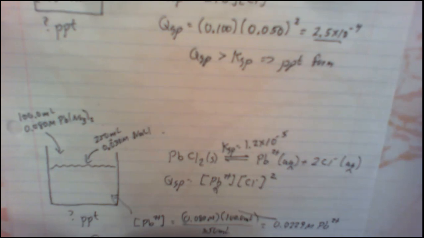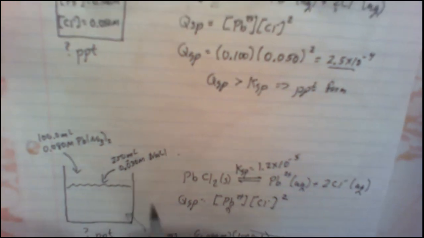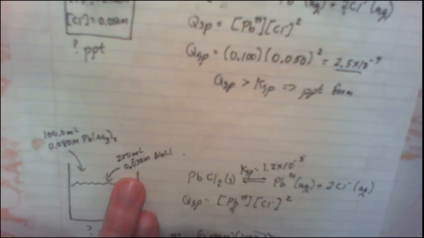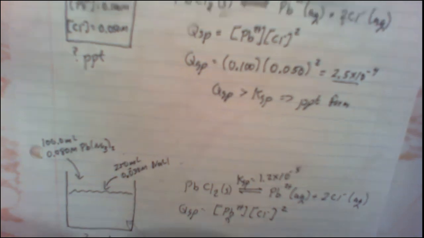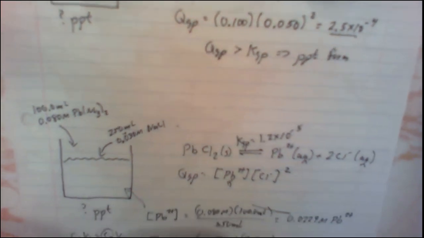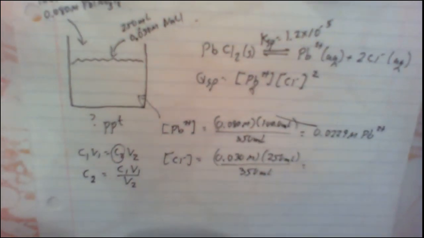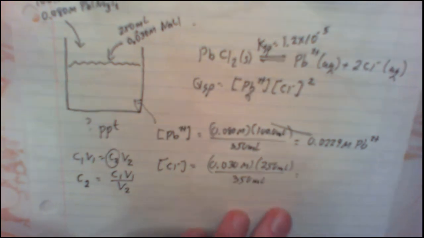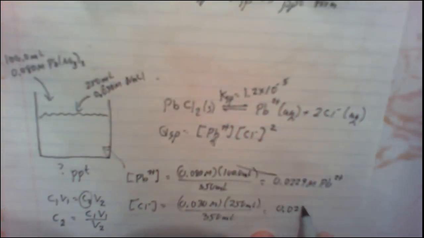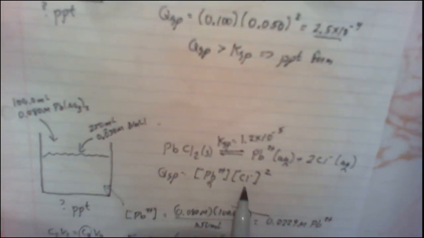Likewise with the chloride, same idea. Chloride concentration is equal to its concentration originally, which is 0.03 molar, times its original volume, divided by the new volume, which is still the same, 350 milliliters. So we get a concentration of chloride of 0.03 times 250 divided by 350, or about 0.0214. And that then will be the concentration of chloride we plug into our QSP expression.